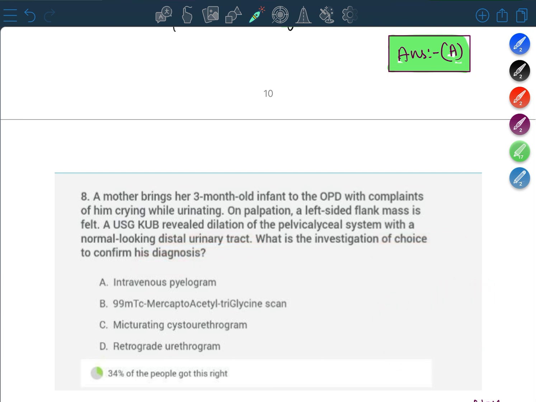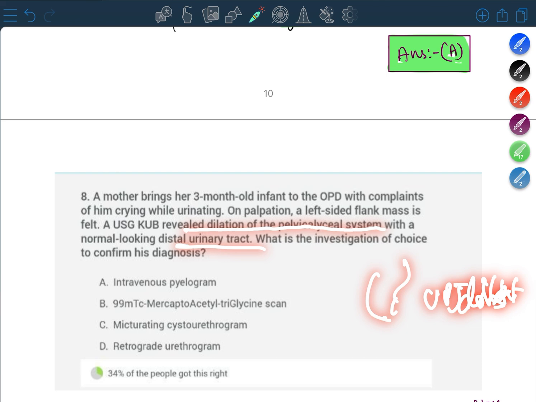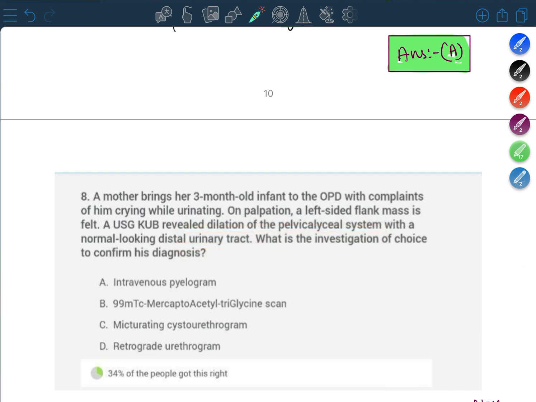Okay? Let's see the question. Crying while urinating means painful micturition. On palpation, a left-sided flank mass is felt. USG revealed dilation of the pelvicalyceal system, means this portion is dilated. This is UPJ obstruction. Not obstruction, dilation, with a normal looking distal urinary tract. So what is the investigation of choice to confirm the diagnosis?